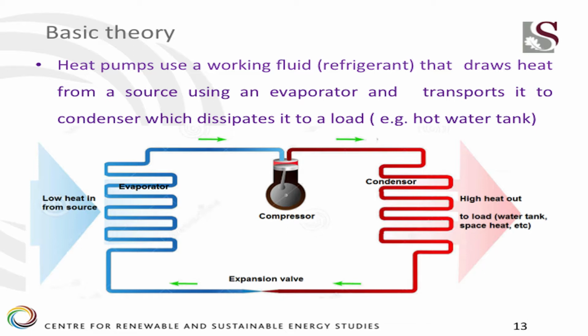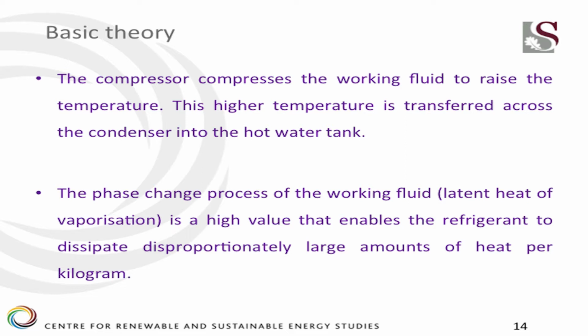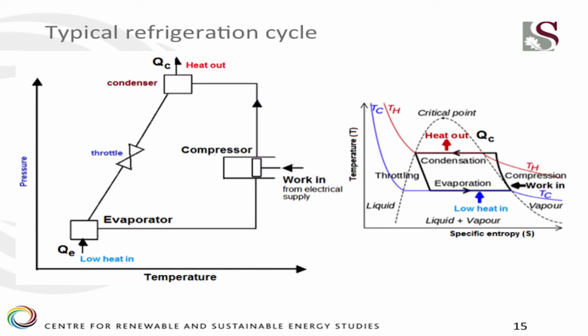So heat pumps use a working fluid. It draws heat from the source using an evaporator, and it's transported to the condenser where it is dissipated to the load. The compressor compresses the working fluid, raises it to a higher temperature, and it is transferred across to the condenser in the hot water tank. The phase change of the working fluid involves the latent heat, which has a very high value, and that's where you have disproportionate amounts of heat per kilogram compared to specific heat capacity.